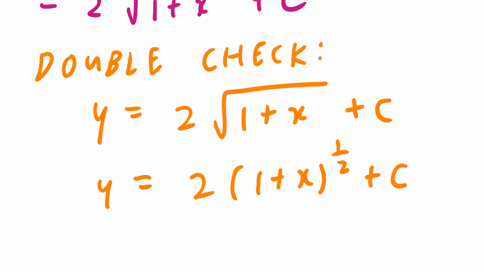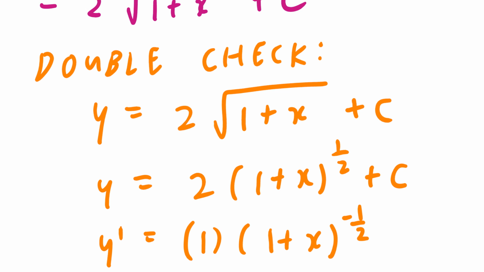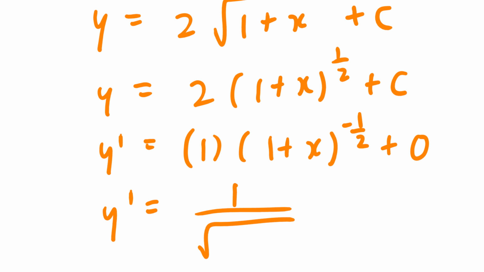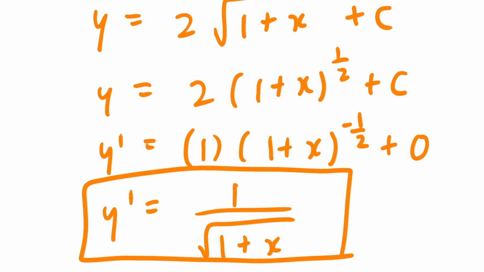That works too. dy by dx, or y prime, is going to be 2 times half, which is 1, times 1 plus x to the power of negative half. When you find the derivative of a constant c, that becomes 0. And now, as expected, y prime is going to be 1 divided by the square root of 1 plus x, which is exactly the question we started with. I hope this makes sense.